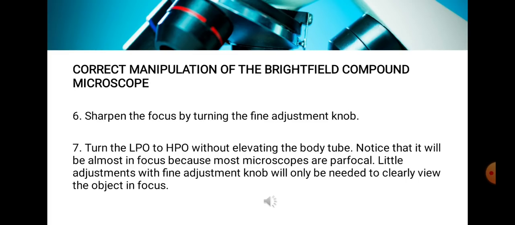After using the iris diaphragm, you may now sharpen the focus by turning the fine adjustment knob and then turn the LPO to HPO without elevating the body tube. Notice that it will be almost in focus because most microscopes are parfocal. Little adjustments with the fine adjustment knob will only be needed to clearly view the object in focus.